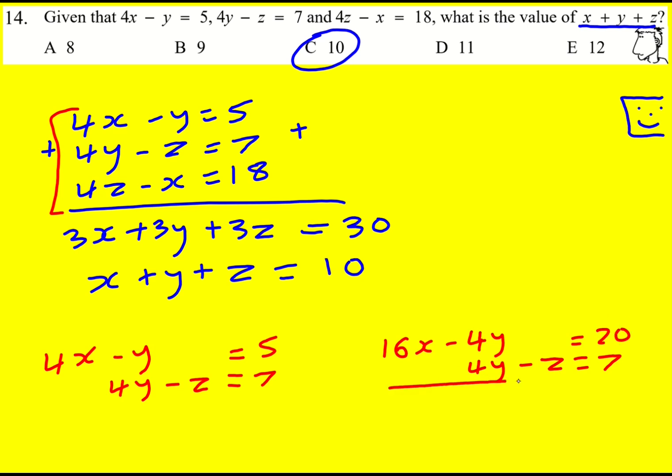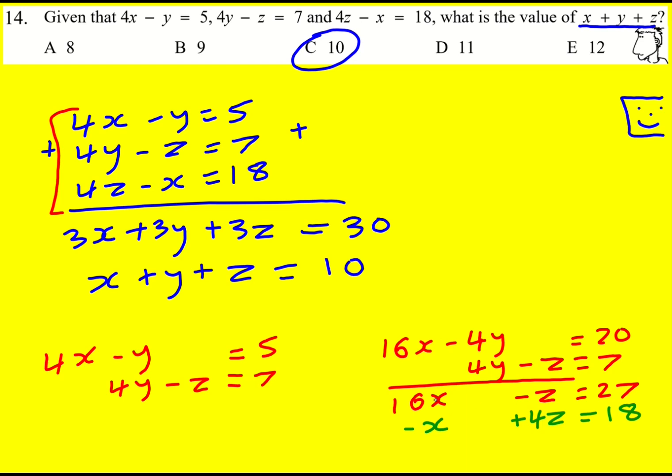Now we can add these together. So we get 16x minus z is 27. Now sometimes in general, you then have to deal with the second and the third equation, or the first and the third. But in fact, due to the nature of these equations, we don't need to. We can simply bring in the third equation. Minus x plus 4z is 18.